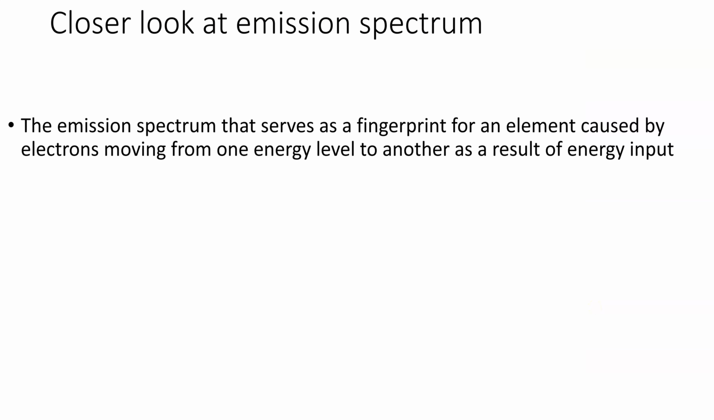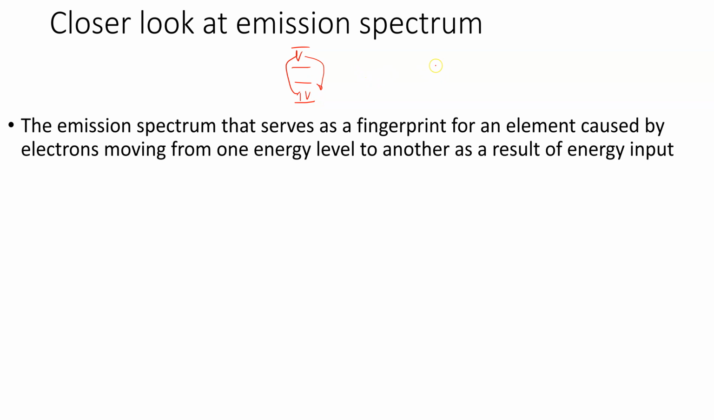All right, let's look at the emission spectrum. The emission spectrum serves as a fingerprint for an element, caused by electrons moving from one energy level to another as a result of energy input. That's a fancy way of saying that when you have an atom, you have shells. So we're going to show our shells this way instead of showing them in circular form. So what happens is that when electrons in these shells jump to a higher shell as a result of energy input, they come back down, they produce colors. And based on how many electrons you have in the element, it produces a different number of bands.